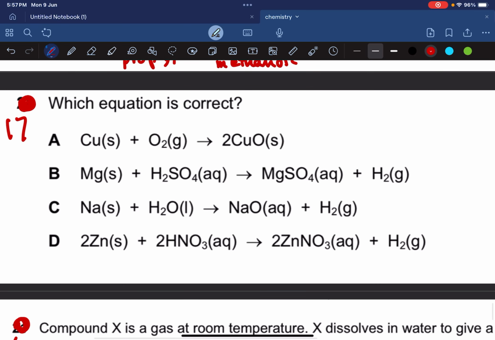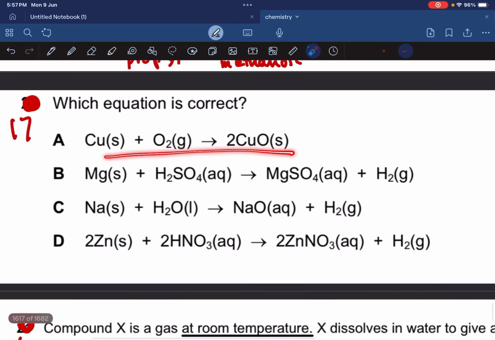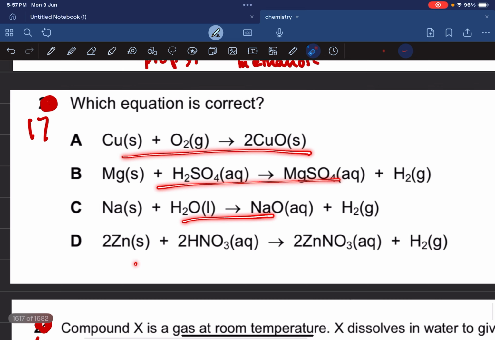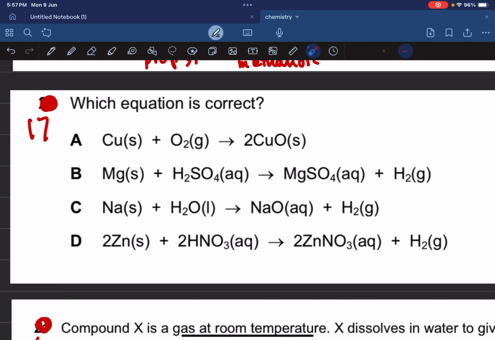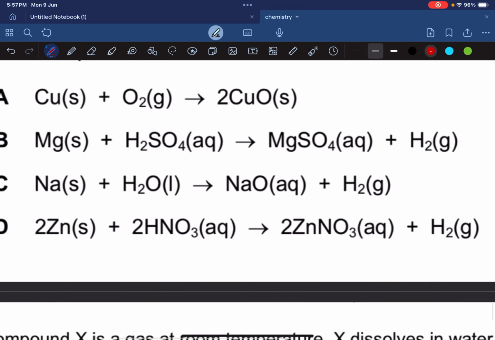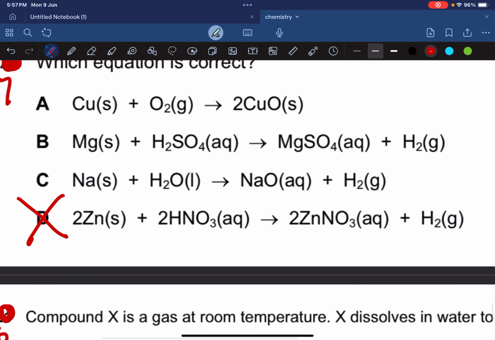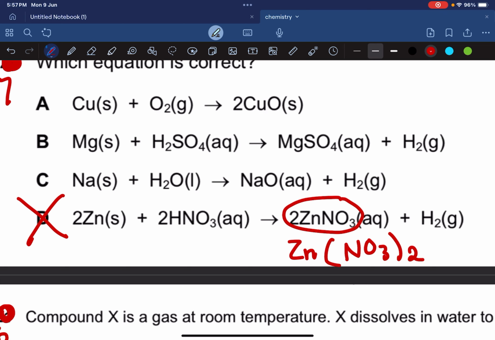Okay, which equation is correct? This is interesting. Which equation is going to be correct out of all of these? What do you guys think? Oh, firstly, I just love crossing out equations. Boom, this is crossed. Zinc nitrate written wrong. Zn has a charge of 2+, so it has to be NO3 2. Second equation I love crossing out. This is wrong again. Sodium has a charge of 1+, so Na2O, because oxygen is 2 negative.